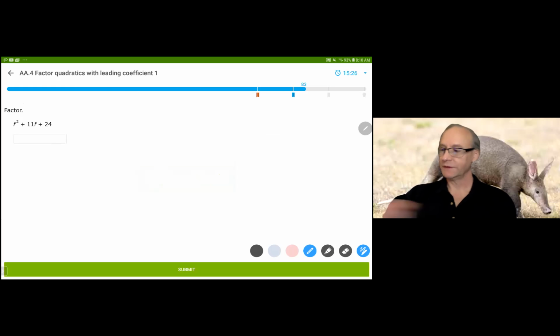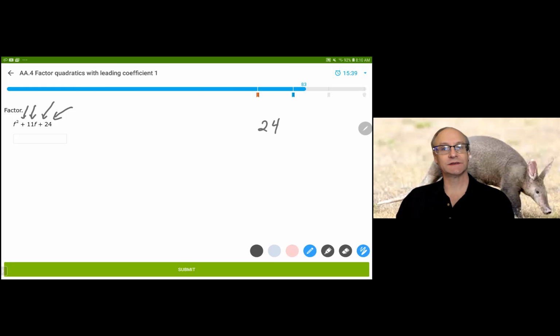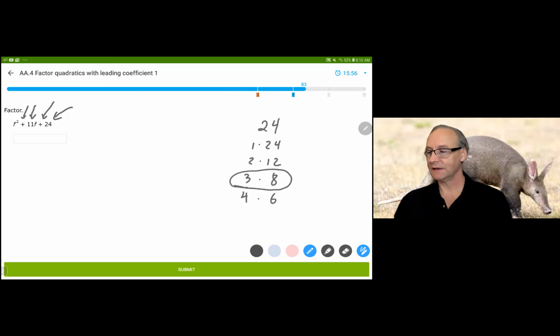Okay, I'm going to read it backwards. We have a product of 24 and a sum of 11. And of course, they're both positive because they're both positive. 24 has lots of factors. It's 1 times 24, 2 times 12. Notice that if both of these are even, there's no way I'm going to get an odd number in the middle. Just something to think about. What about 3 times 8 or 4 times 6? There's my 11, isn't it?